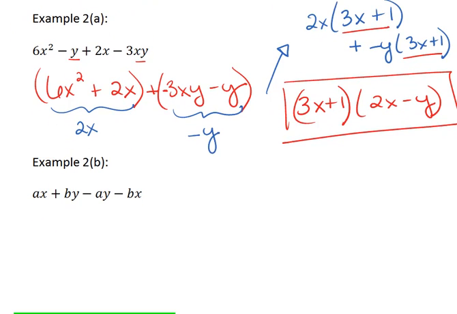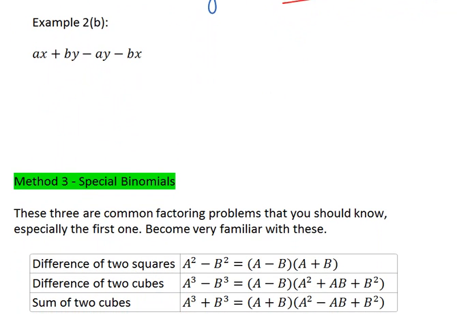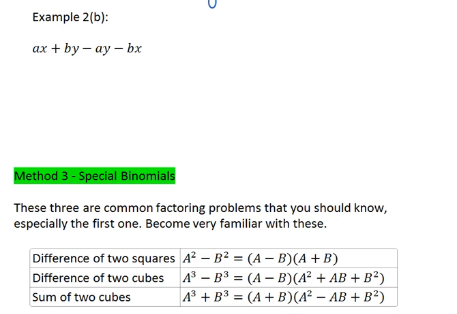This step's a little bit trickier than the greatest common factor method we saw above, so go ahead and try example 2b on your own. Pause the video and resume when you're ready to see the solution. Okay, so looking at example 2b, we have variables a, x, b, and y. We notice that a appears twice, that b appears twice, that x appears twice, and y appears twice. So it's kind of up to us how we end up grouping these.